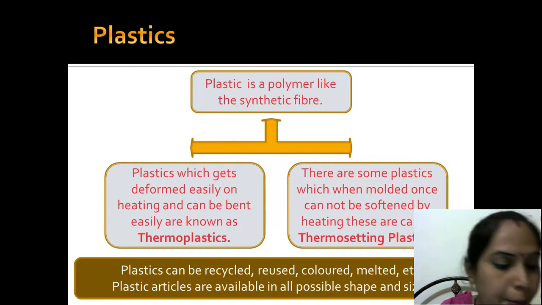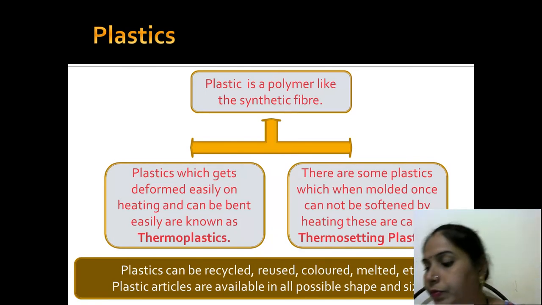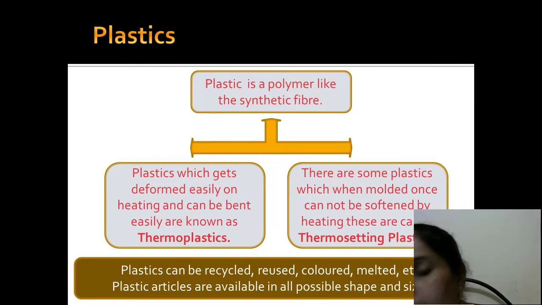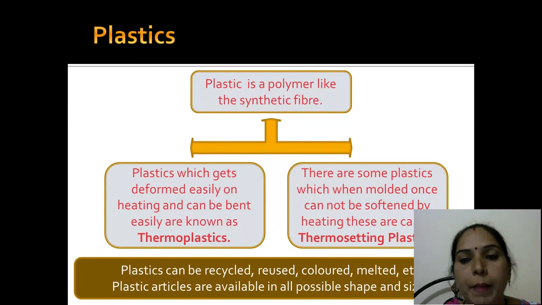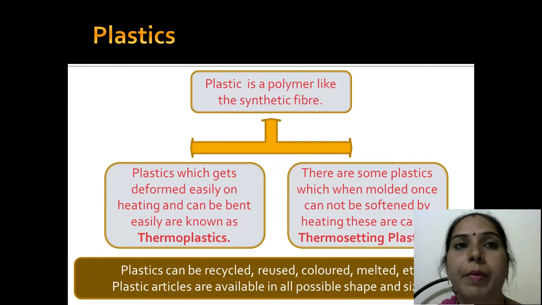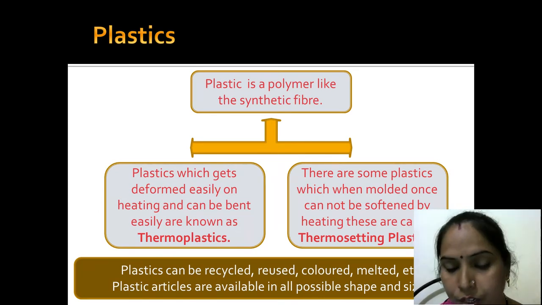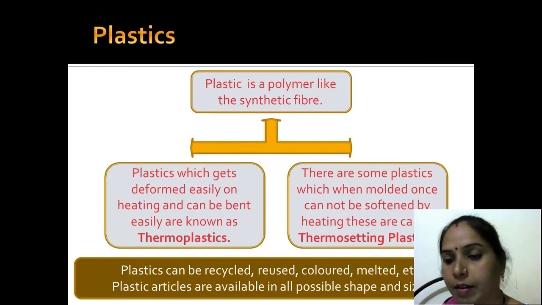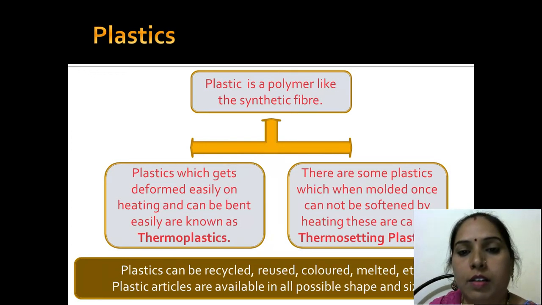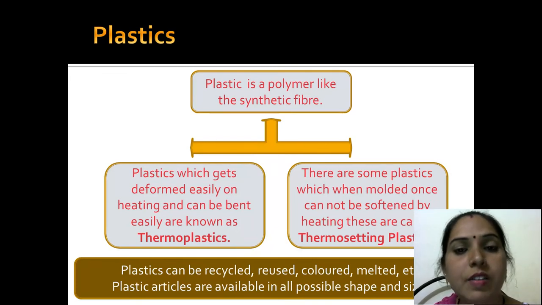Now next one is plastics. So plastic is a polymer like a synthetic fiber. Here a flow chart is given on your screen, that is main characteristics of plastics. Plastic is also a polymer like a synthetic fiber, where one monomer unit is continuously repeated, that is plastic.